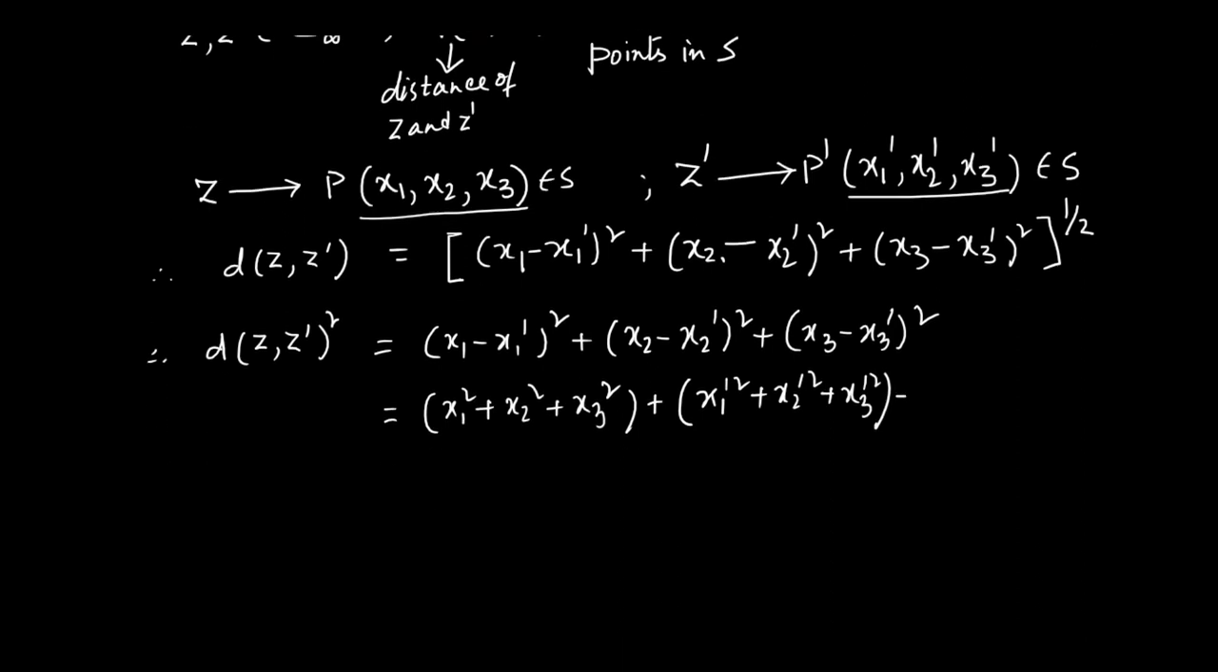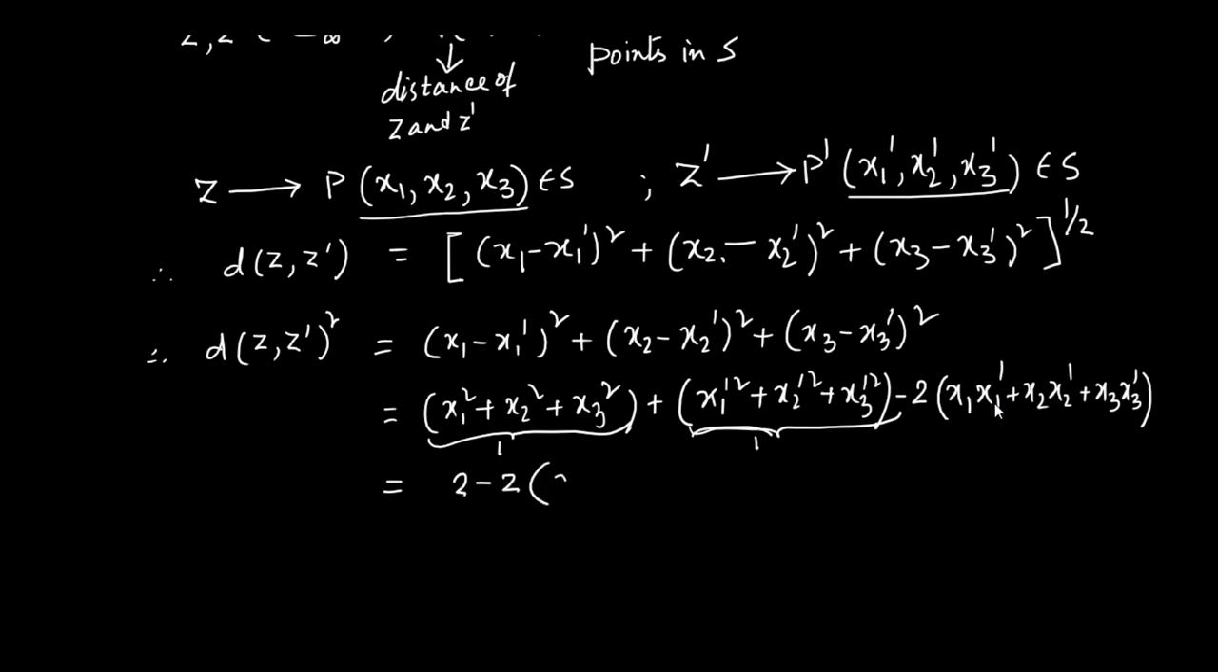If you split and write, you can very easily understand that we will get this one at the end: minus 2 into x1 prime plus x2 prime plus x3 prime. Very good. Now this is one. Why is this one? Because the point P lies on the surface of the sphere S, which is a unit sphere. So this will be 1. So this gives us 2 minus 2 into x1 prime plus x2 prime plus x3 prime.